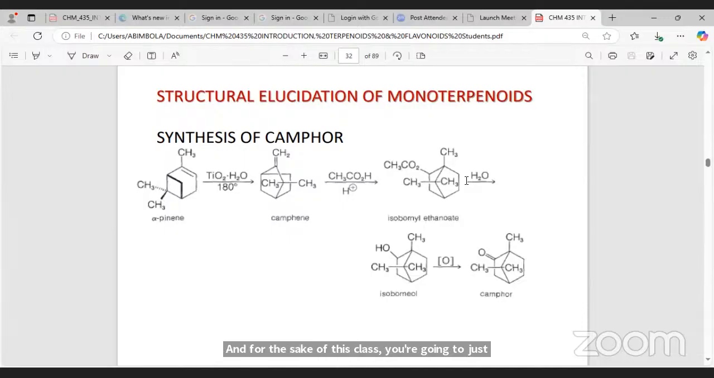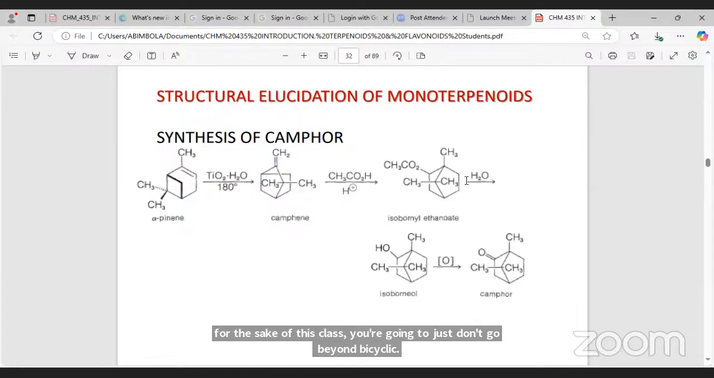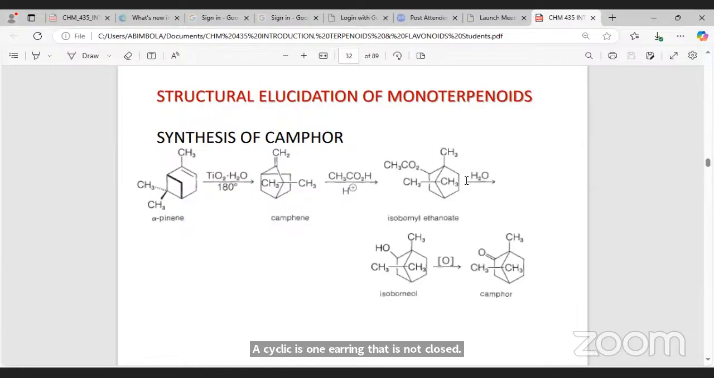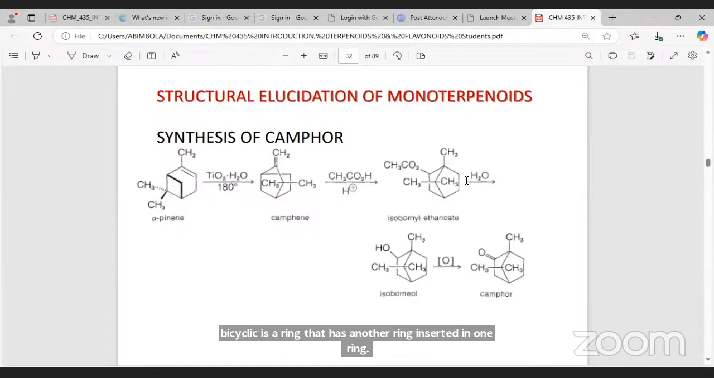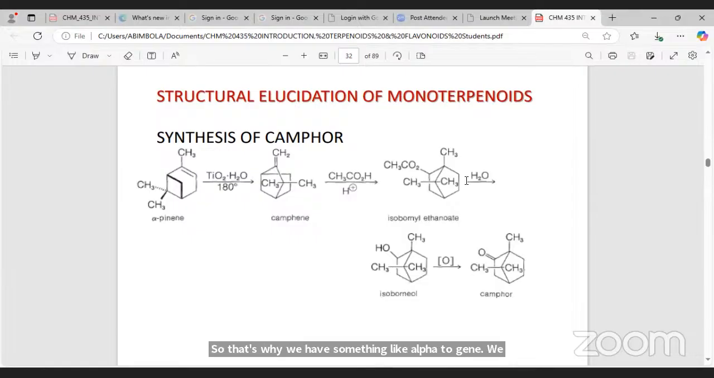Acyclic is a ring that is not closed. It's an open chain, while monocyclic has only one ring. A bicyclic is a ring that has another ring inserted in one ring. That's why we have something like alpha-thujene, alpha-pinene, camphene. So these are bicyclic. So all the assignments I gave you are what you can get here.